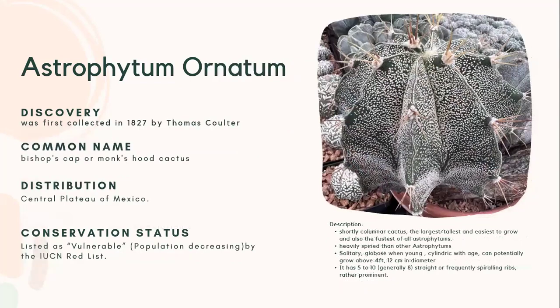Astrophytum ornatum is the tallest Astrophytum in the genus. It was first collected in 1827, and the common name is bishop's cap. Its distribution is in the Central Plateau of Mexico, and the conservation status is vulnerable. The population of this species in the habitat is declining.